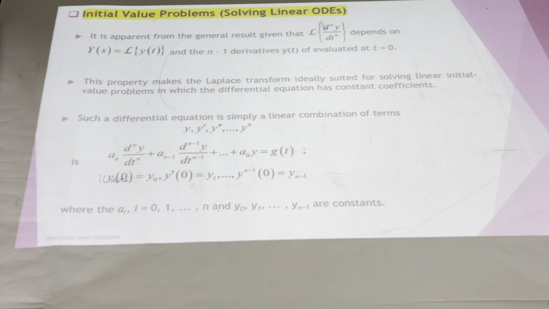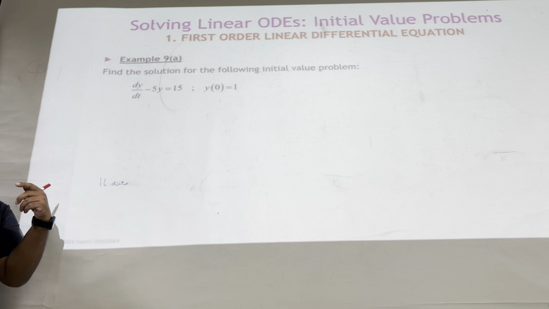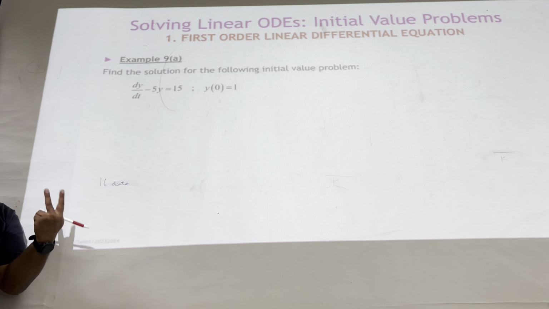When we want to solve by using Laplace, we must have the initial value, because this is first order only, dy over dt. So you must have only one initial value. If this is second order, you must have two. That is the rule. For first order only one, for second order you need two. It is the same as when you want to solve a simultaneous equation. If you have two variables x and y, you must have two equations.